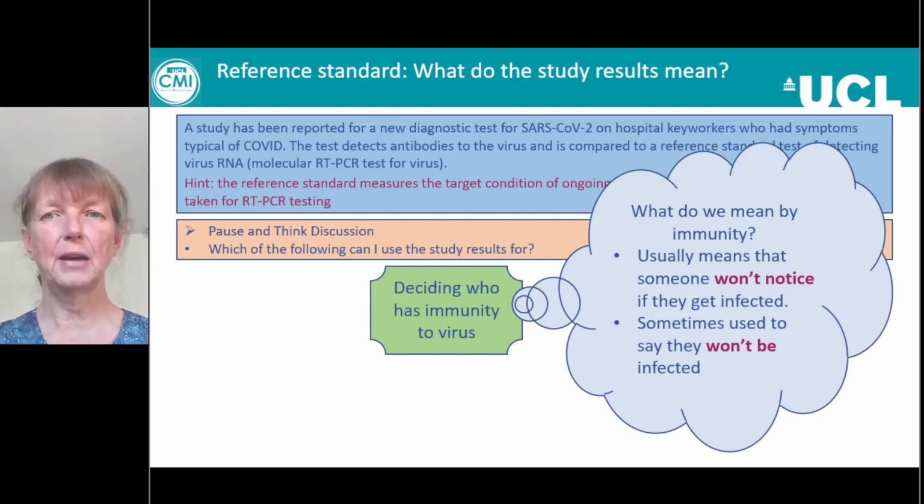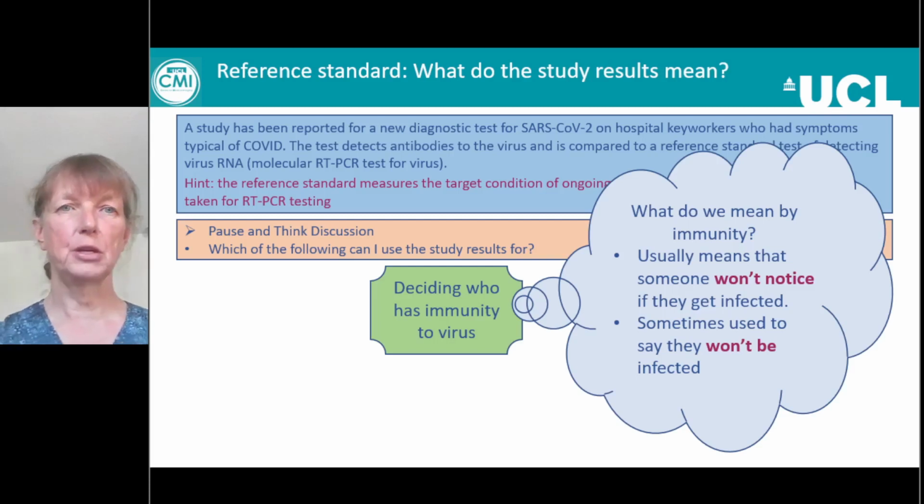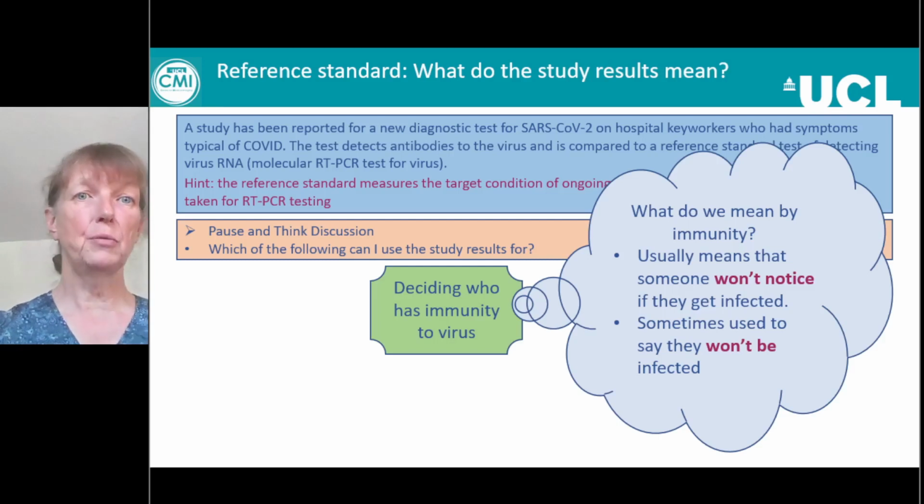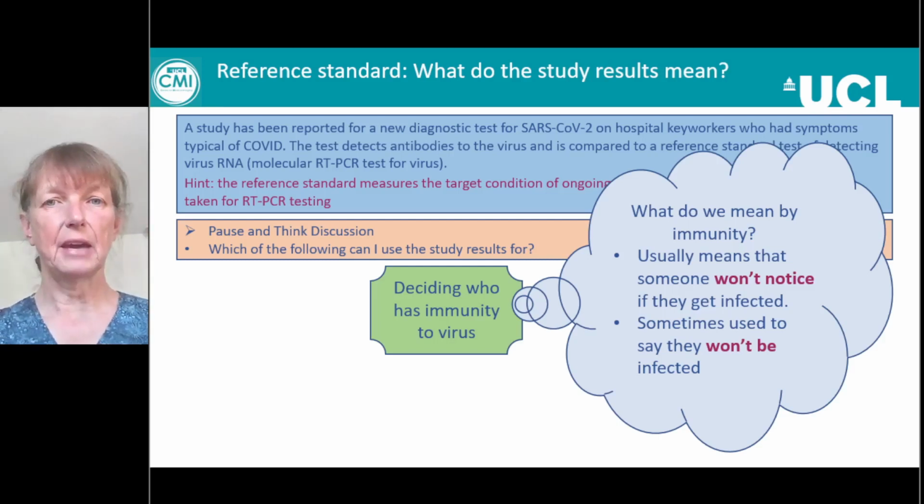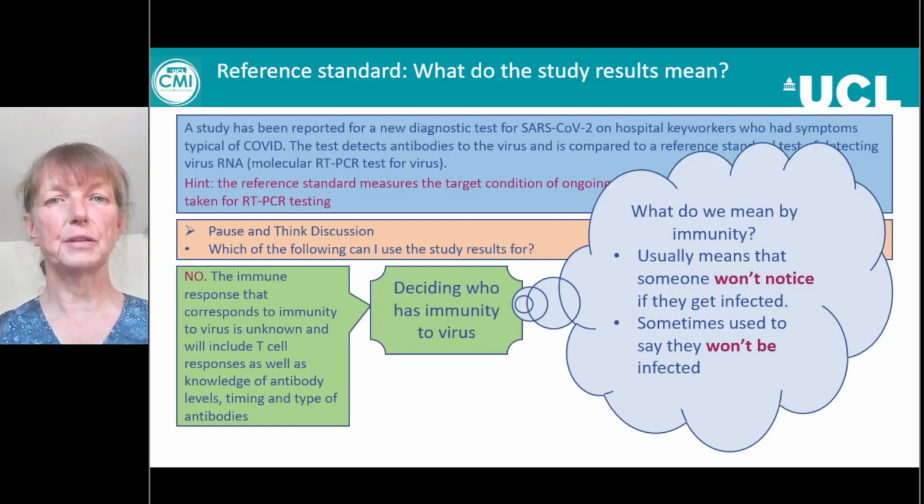Okay, so let's look at the reference standard here. So the reference standard is that they actually have virus. Okay, it's nothing to do with their immune response. Okay, if we wanted to say that they have immunity to the virus, we'd need a reference standard that corresponds to someone who has immunity to the virus, and that's either someone who won't notice that they're infected or someone who actually won't have a productive replicating virus infection.